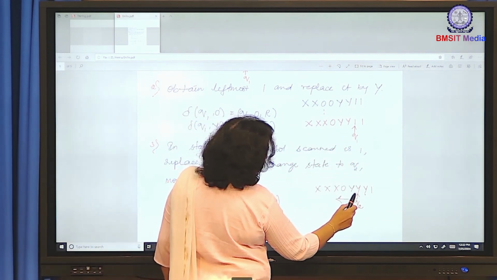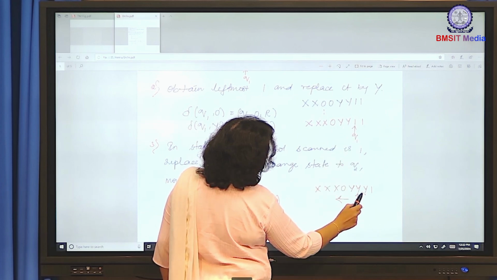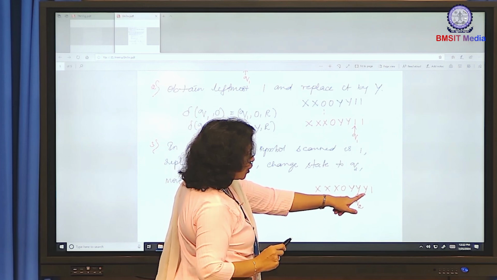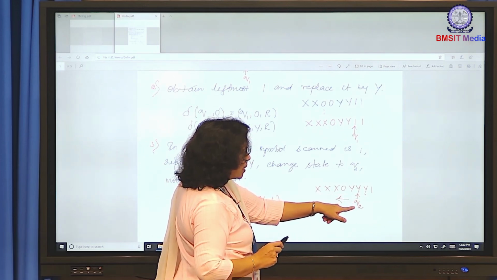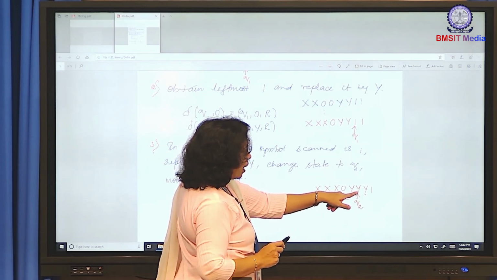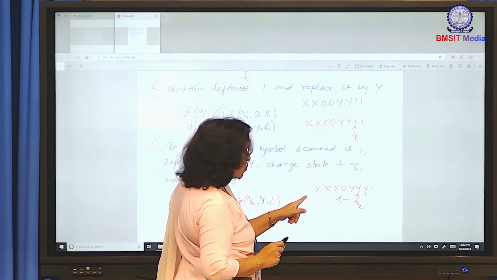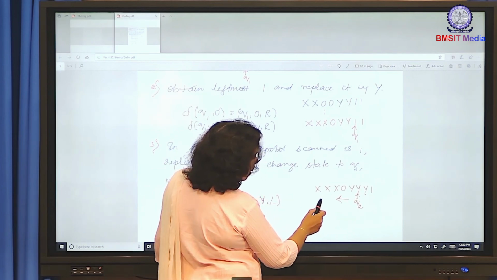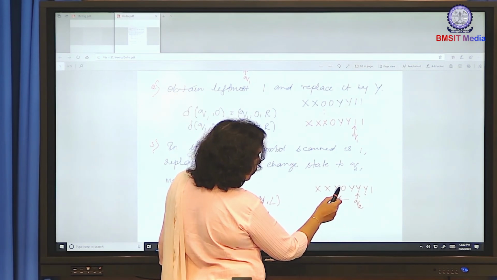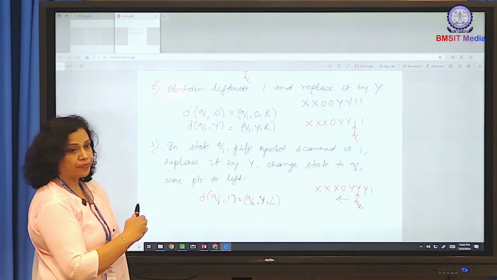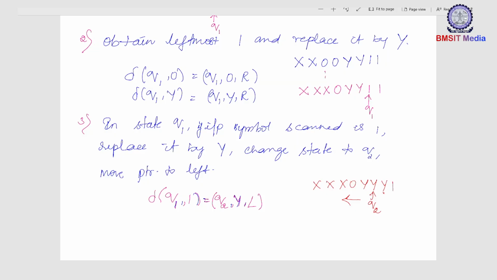So see, this 1 I have replaced by y. I have come back to left. So after doing this replacement, I am in state Q2. I am pointing to this character y. I have to come to left. When I am coming to left in Q2, I will see zeros and x when I am coming back. In state Q2, if I see zeros and x, don't do anything, just come back.